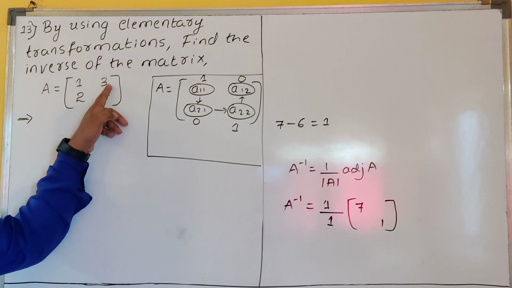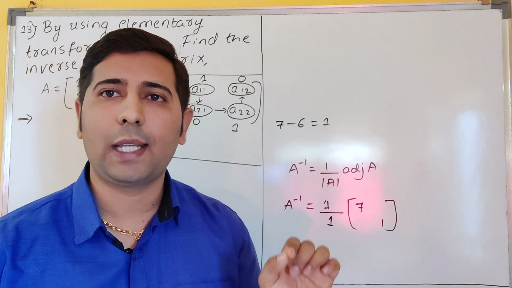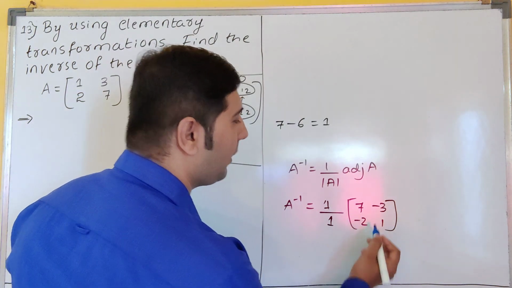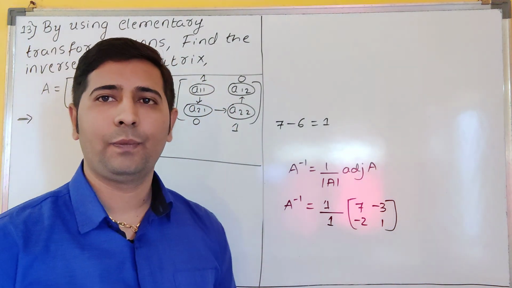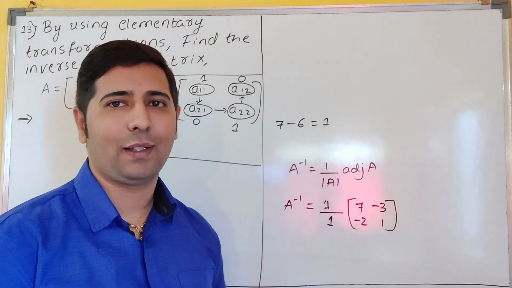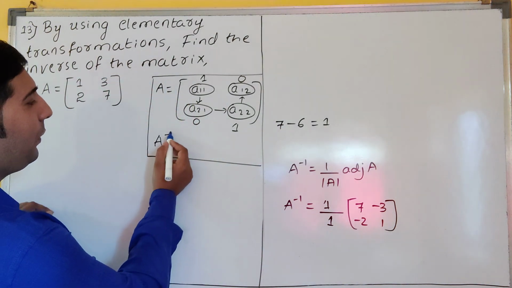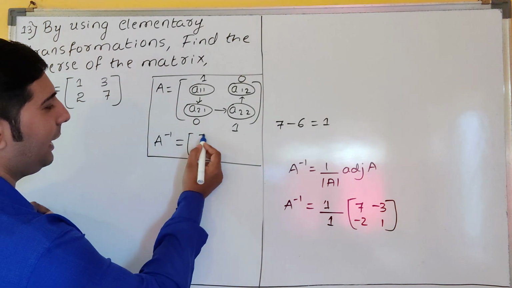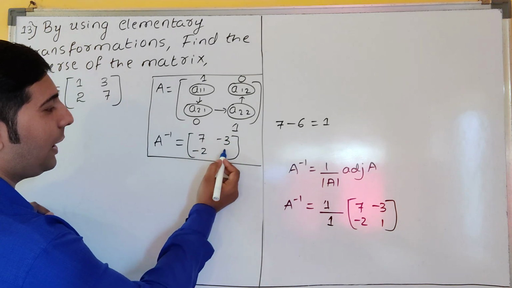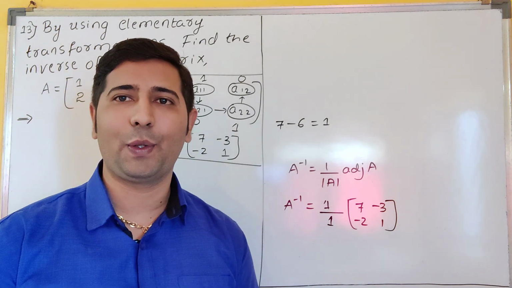And 3, 2 is there. You change their sign, dear students. See, I am changing the sign: minus 3, minus 2. So 1 by 1 is what? 1 only. 1 into anything is the same. So your answer is A inverse. For your understanding purpose, I am saying [7, minus 3; minus 2, 1], dear students. This is your A inverse. I hope it is clear for you.